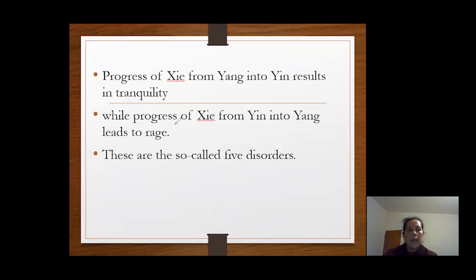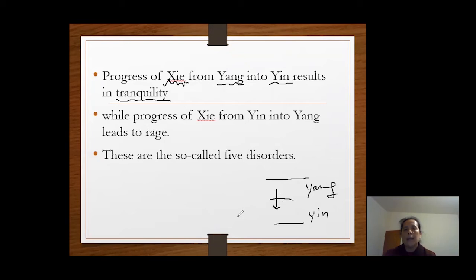And the passenger evil, that's 邪. Passenger evil from yang going to yin, people will be corrected. We say when passenger evil goes to yang level, people will be crazy. But when passenger evil goes deeper, from yang level to yin level, then people will be quiet.